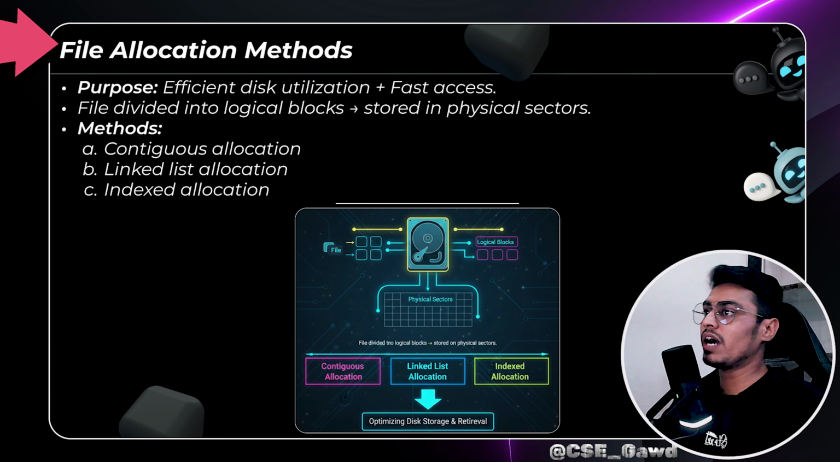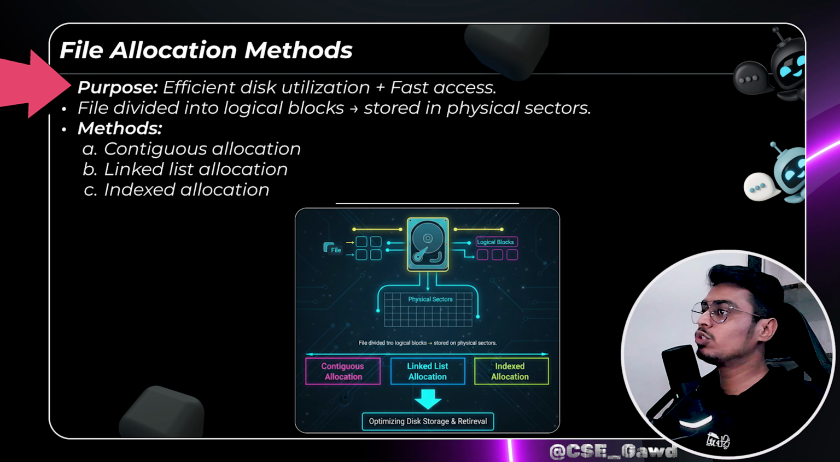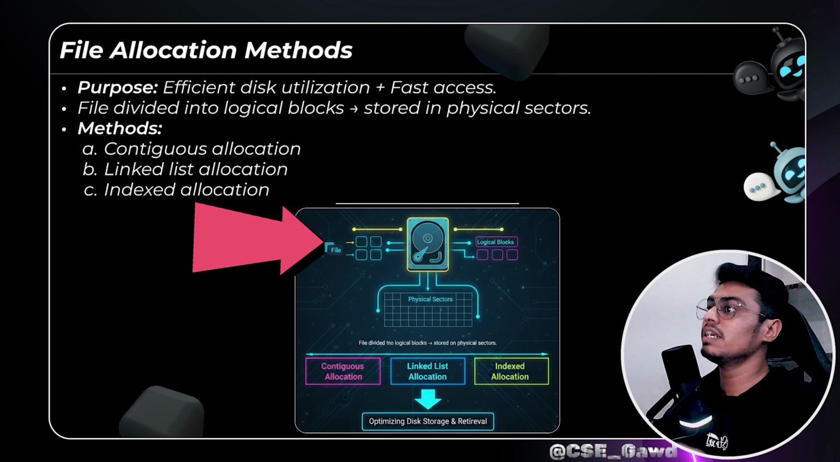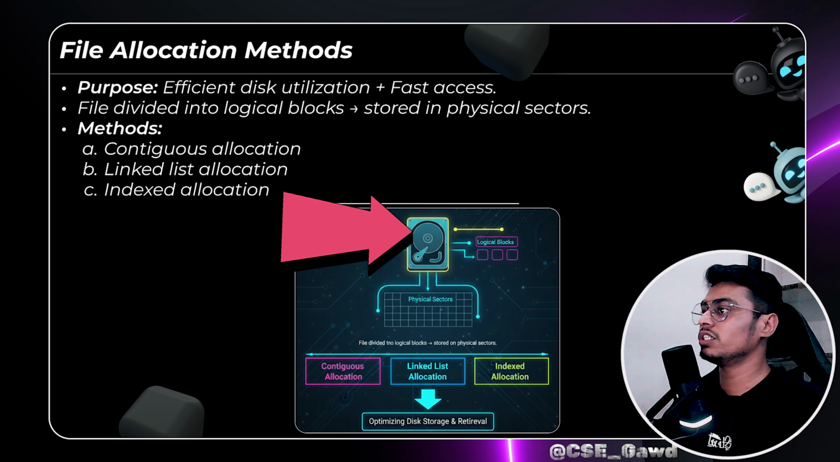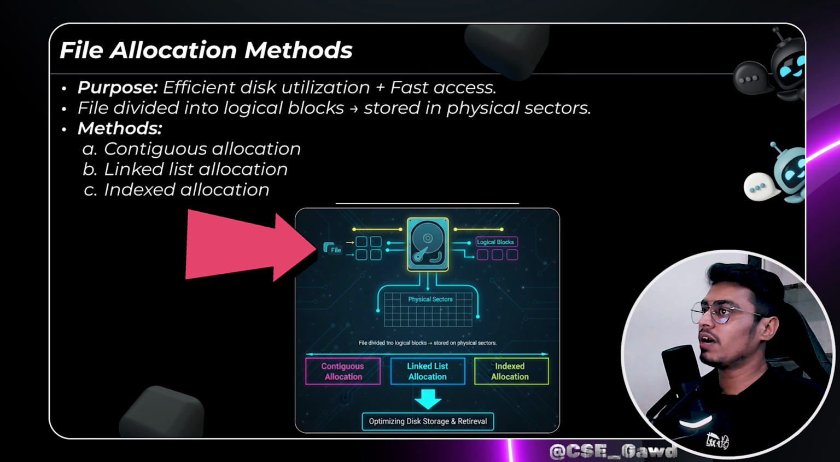Now we will discuss file allocation methods. What is the actual purpose of an allocation method? Let's say I have a file named F1, and on the other side we have the hard disk, that is your secondary storage. What does the file system actually do?